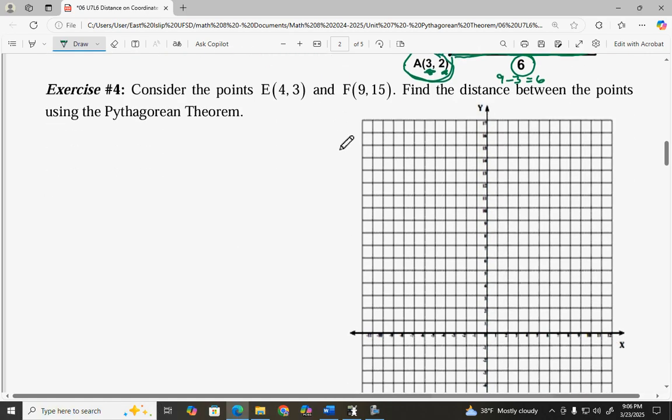So we take a look at these points. For 3, we'll plot it right here, and it's point E. And then 9, 15.